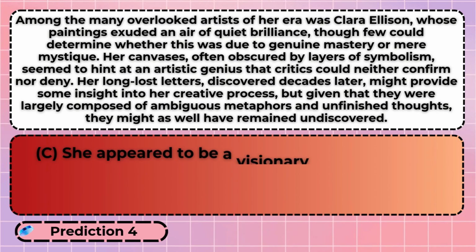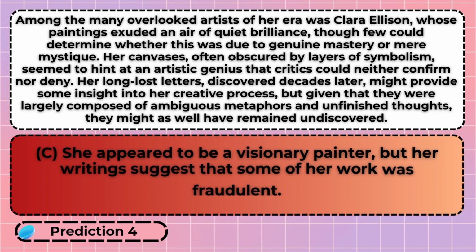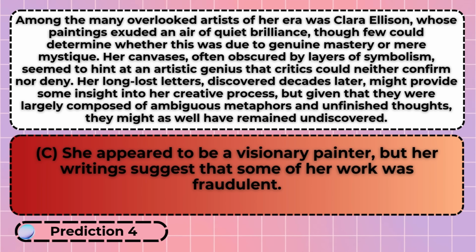Choice C, she appeared to be a visionary painter, but her writing suggested some of her work was fraudulent. Fraudulent? It's a super strong word. Did the passage ever say her work was fake? Nope, it just says the meaning was unclear, not that she was lying. And it's a very strong word and there is no proof in the passage.